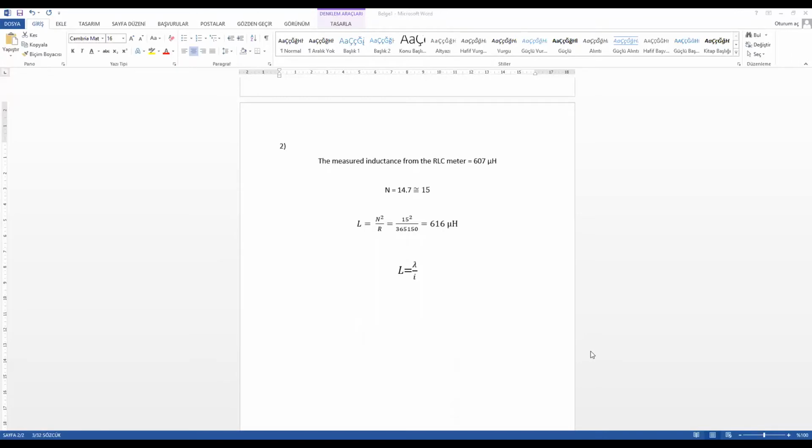Also, we are working in the real world. Therefore, we consider the flux leakage. Because of this flux leakage, the total flux decreased, and the inductance decreased also by this formula. And finally, we can find the inductance value, which is 607 microhenry.